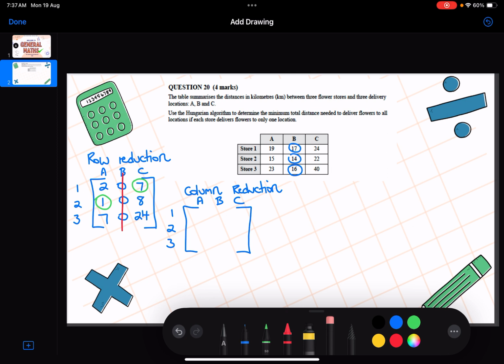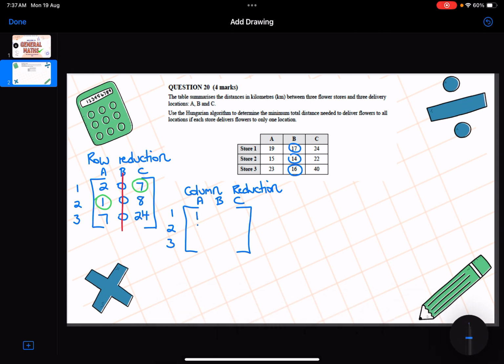So when I take away 1 from 2, I'm going to get 1. When I take 1 take away 1, I'm going to get a 0, and 7 take away 1, I'm going to get a 6. Now for this second column here, they're already zeros, so the smallest number is a 0, so that's not going to change. And in the third column, it's a 7, so 7 take 7 is 0, 8 take away 7 is 1, and 24 take away 7 will be 17.